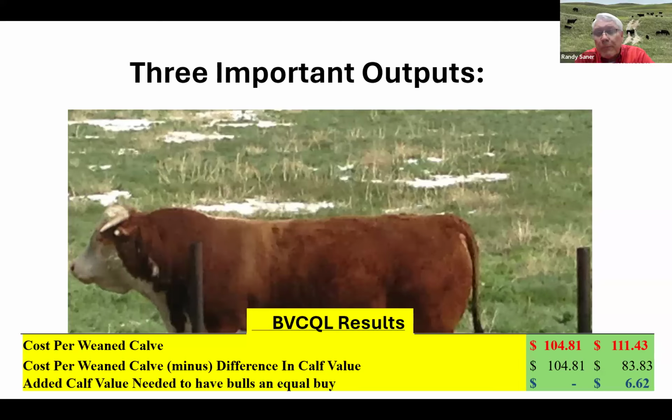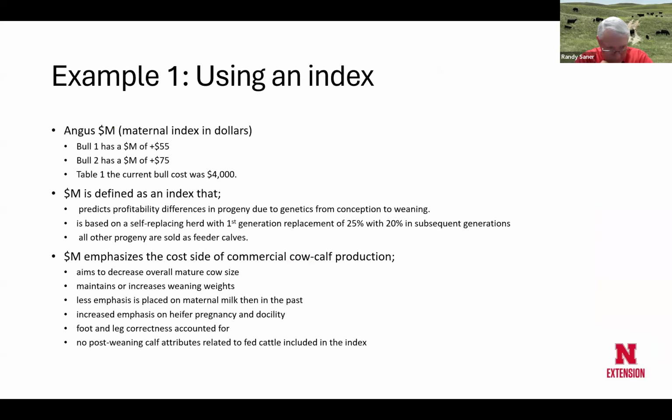Yes, because of the added genetic value from the bull to the calf. Okay, so that's what we're saying there. It's not the real dollars, the real dollars is $111.43 though. Just remember that. Exactly. All right. Now, here's your example one, Randy.